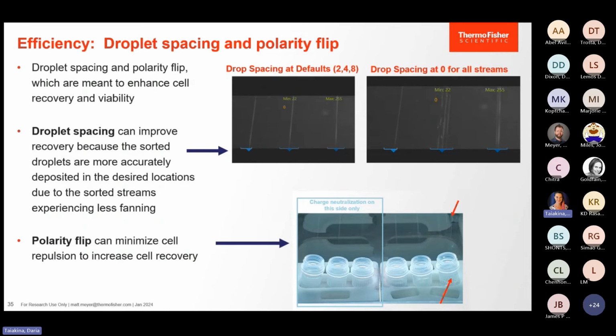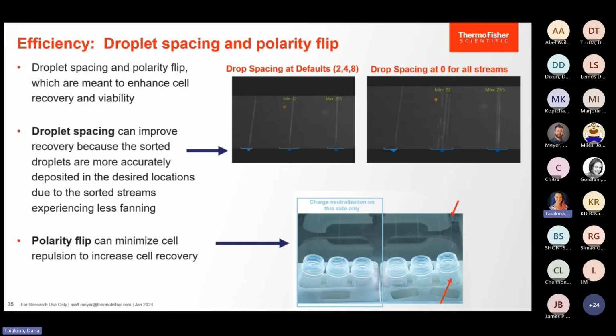And so you can set that between 2 drops, 4 drops, 8 drops. And you can actually see in the image above, when you have your drop spacing of 0, which means basically the drops can be right next to each other, that's going to induce more fanning in the sort tube, and that's going to lower your recovery. But if you have it on, it's actually going to impact your efficiency, because you're basically going to abort if it does fall too close together.